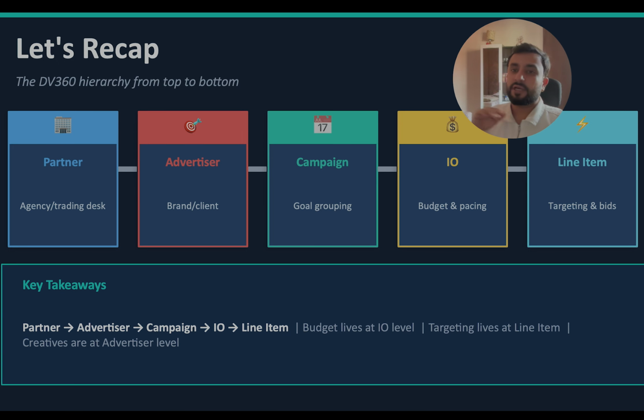We'll make a separate video about YouTube ads, because it cannot be summed up with the general display ads here, as it requires some specific set of information. This was just the basic hierarchy from top to bottom of DV360. The key takeaways: partner, advertiser, campaign, IO, and line item. Budget lives at IO level, targeting lives at line item level, and creatives are at advertiser level. You can take a screenshot of this particular window if you're going to appear for an interview. It's very important for you to understand the basics first, and these are the basic hierarchy of DV360.